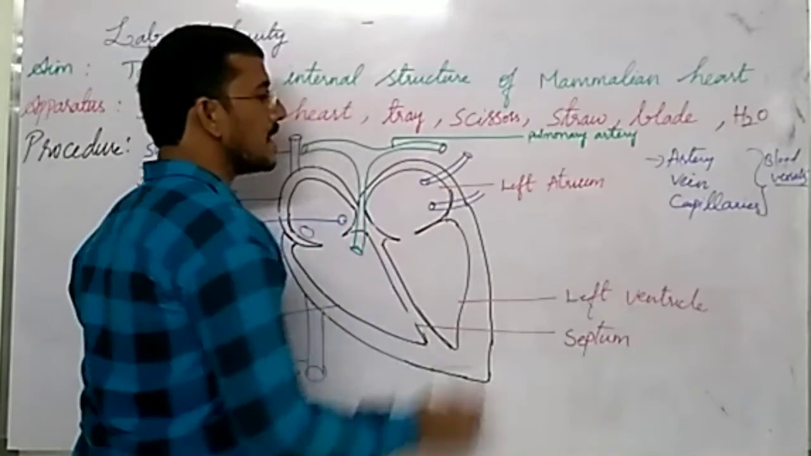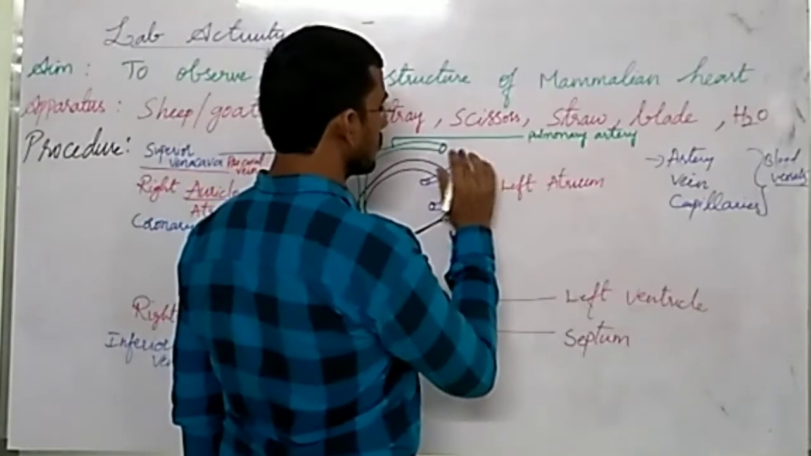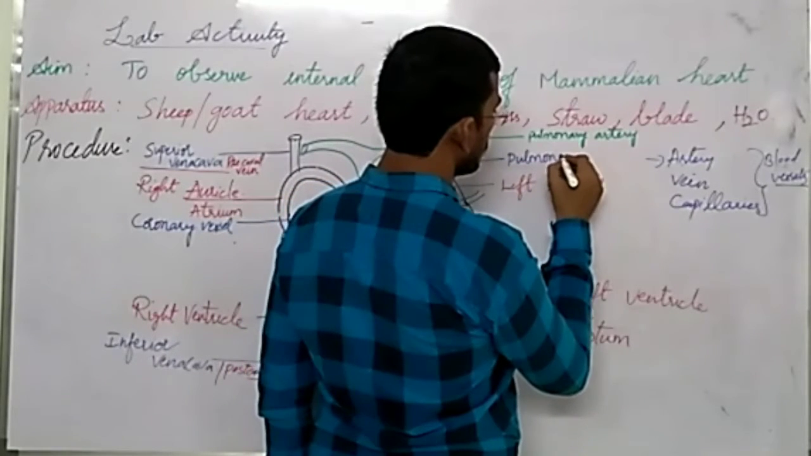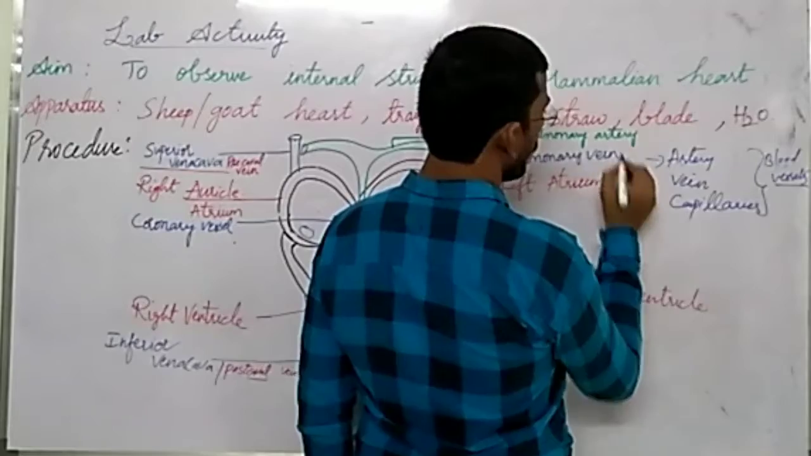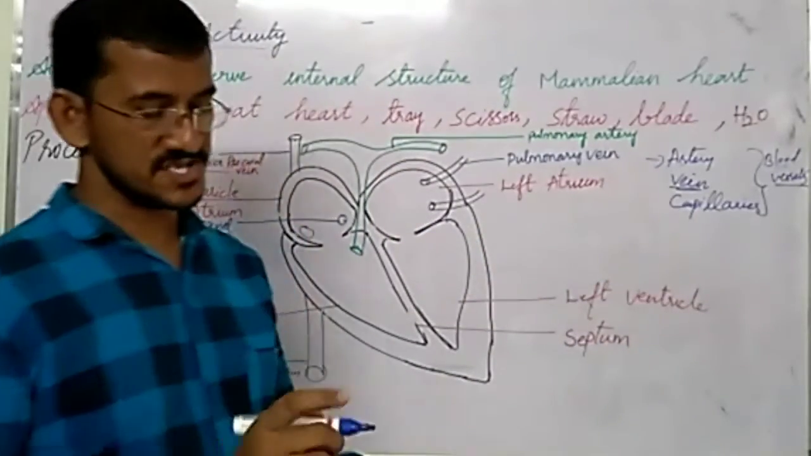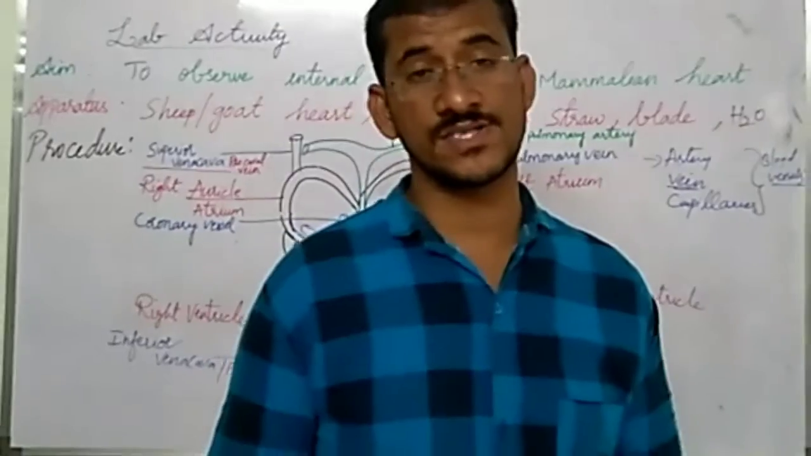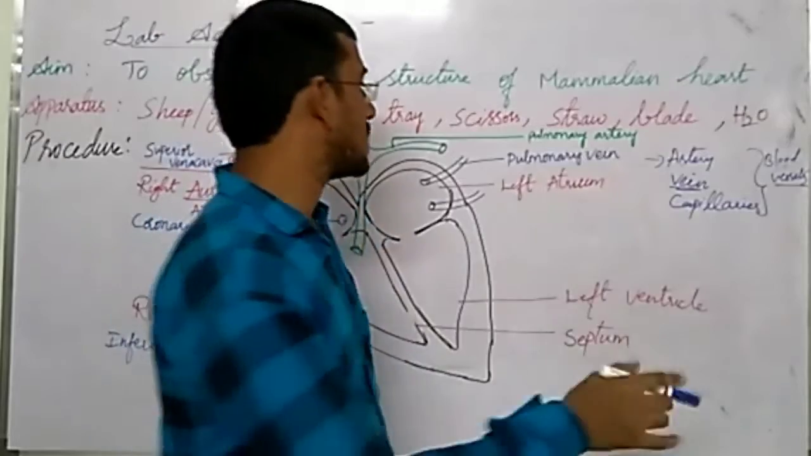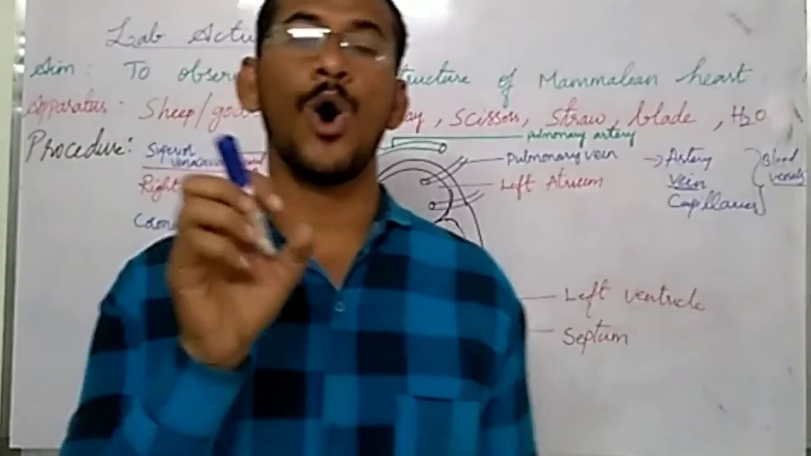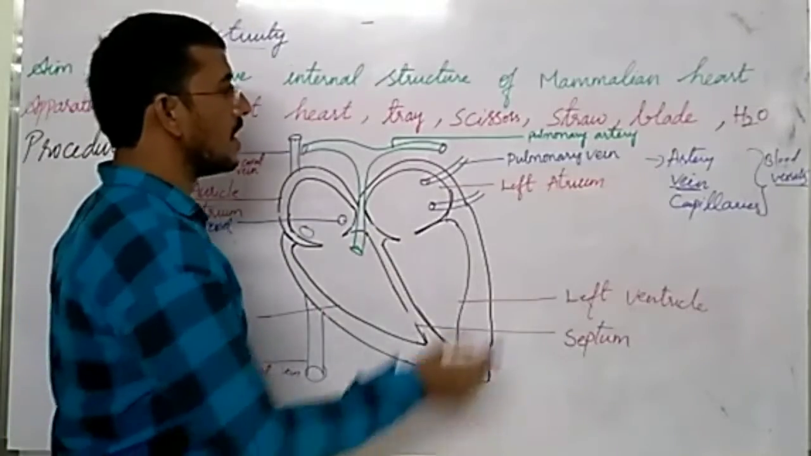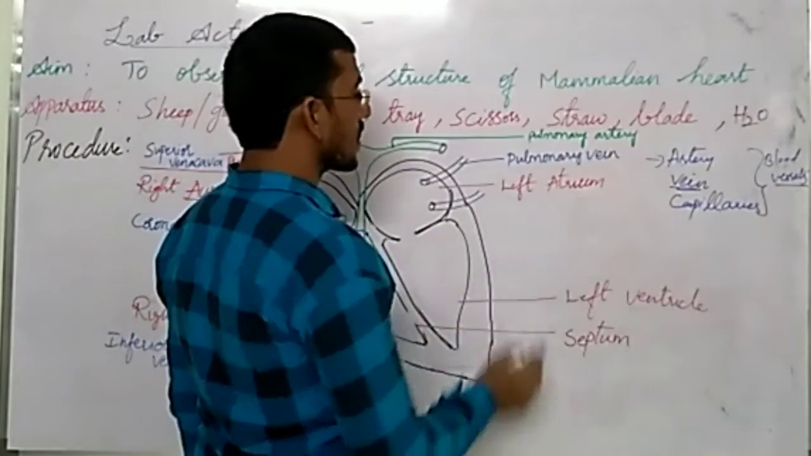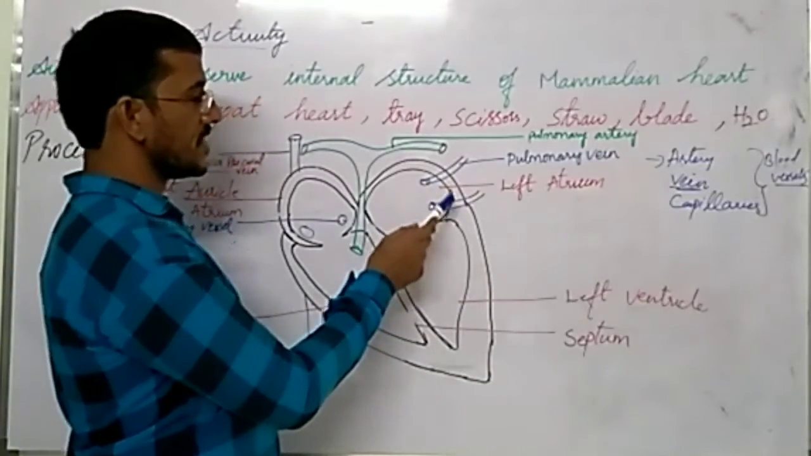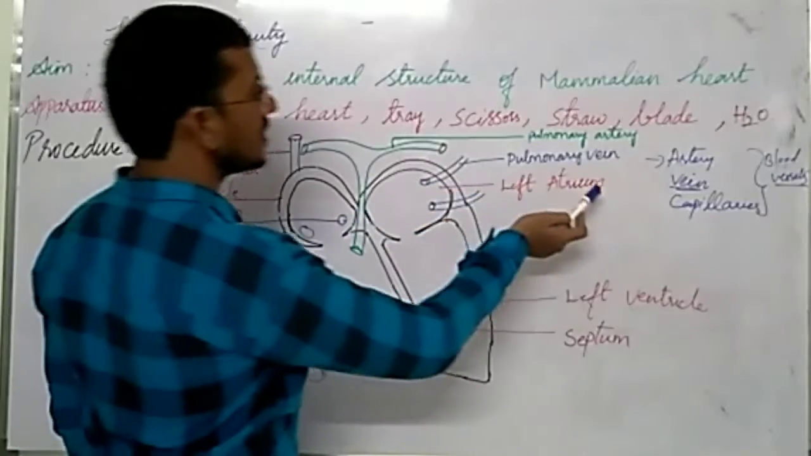From two lungs, two pulmonary veins are going to come. All veins will carry deoxygenated blood, that means carbon dioxide containing blood. But pulmonary vein is the exception. Pulmonary vein brings only oxygenated blood, that means oxygen containing blood, from lungs. So two pulmonary veins are going to open into left atrium.